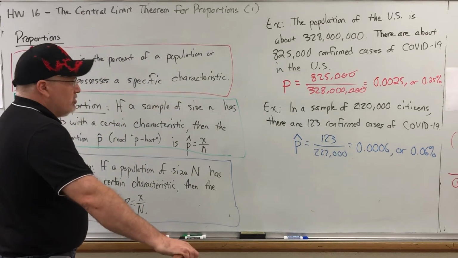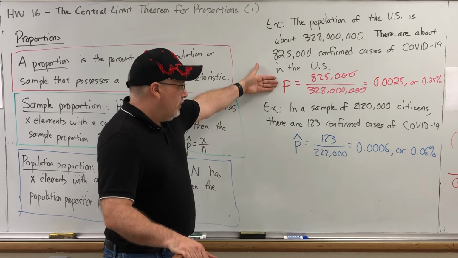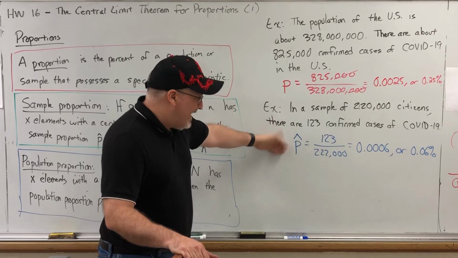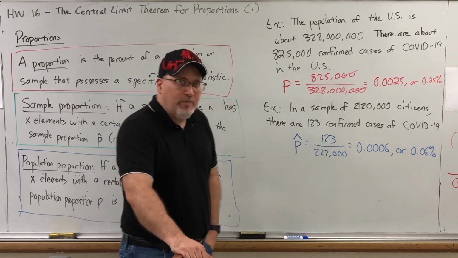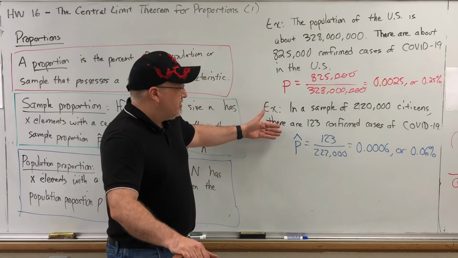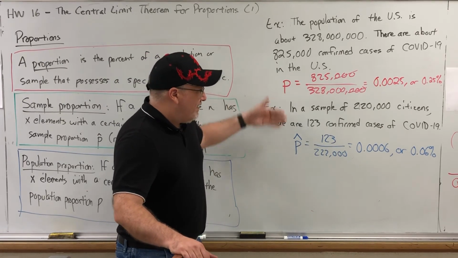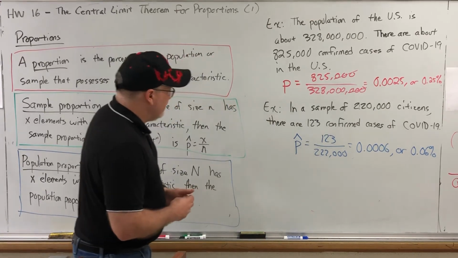But that's all proportions are. What percent of a population has a characteristic? That's called P. What percent of a sample has a characteristic? That's called p hat. In the next video, we're going to talk about the sampling distribution for p hat in an effort to connect sample proportions with population proportions, and that's something that we're really going to capitalize on in the next series of videos.